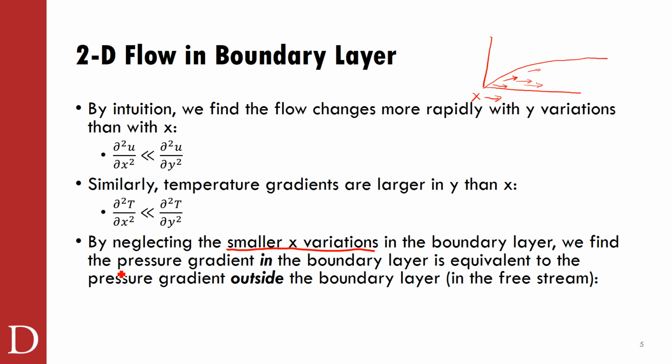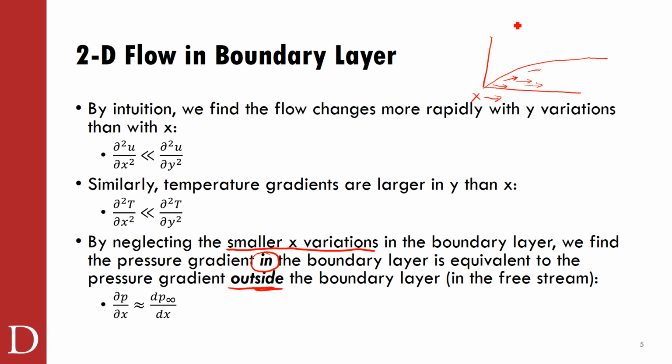We find that the pressure gradient inside the boundary layer is the same as what we get outside the boundary layer, in the free stream. What does that mean? That means that what we had as a partial of pressure with respect to x is now equivalent to a definite derivative, dp dx. So instead of a partial of p with respect to x inside the boundary layer, we're going to say that's the same thing as our pressure outside, right?